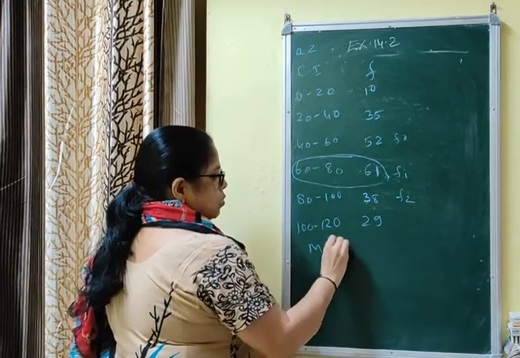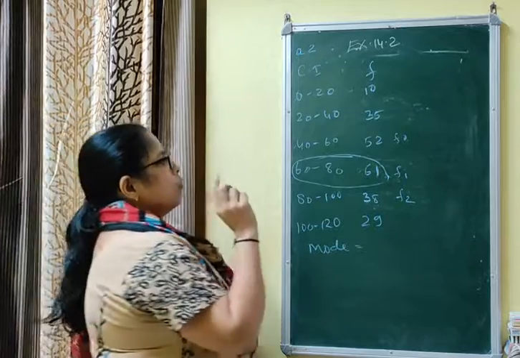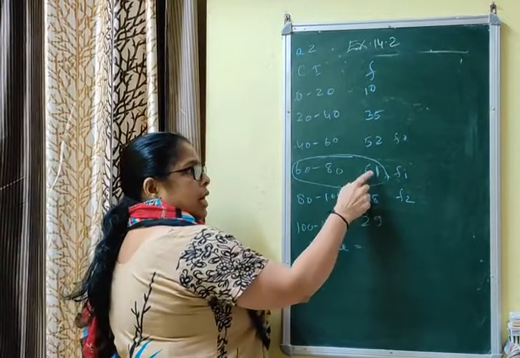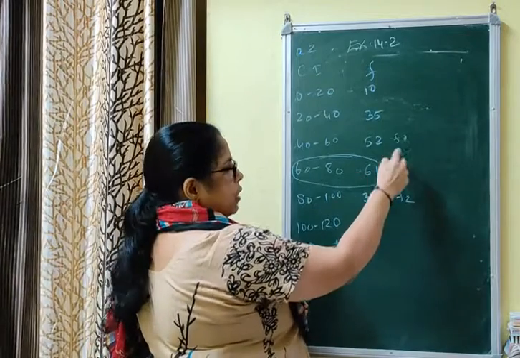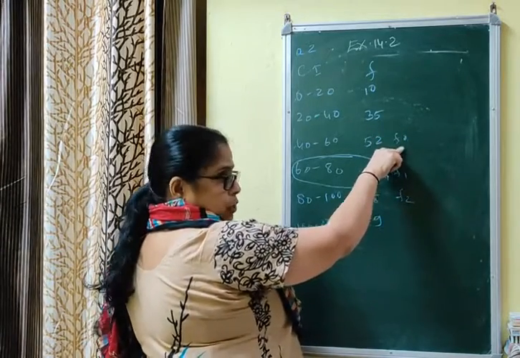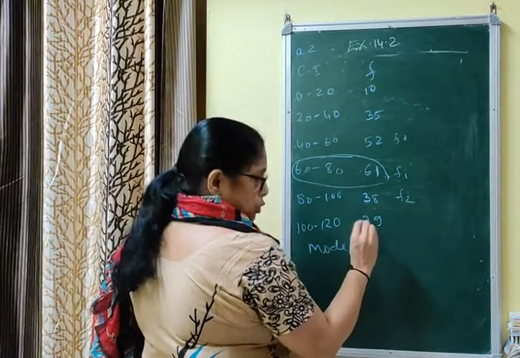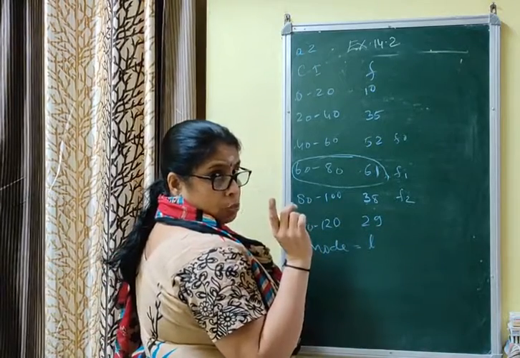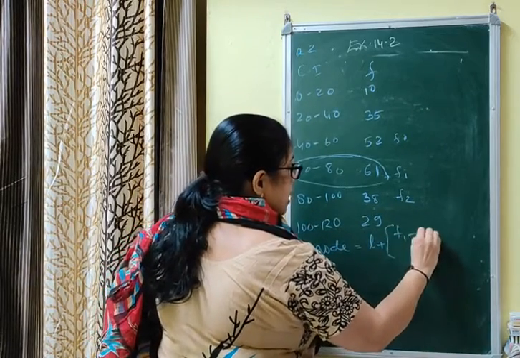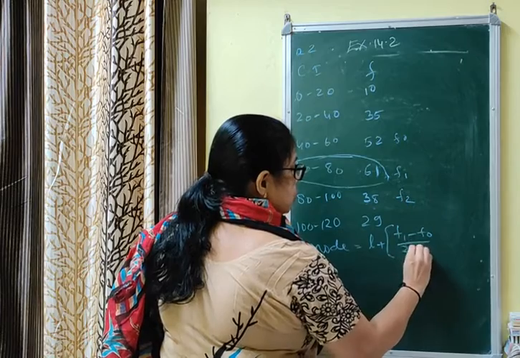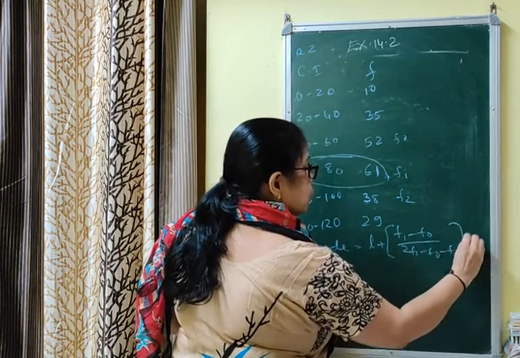Now mode is equal to. First of all, you have to find the modal class. To find the modal class, look at the highest frequency. That frequency is taken as f1. The frequency preceding it is f0. The frequency succeeding it is f2. First of all, you have to write the formula, because there is mark distribution for it in the board examination. Mode = L + (f1 - f0)/(2f1 - f0 - f2) x h.